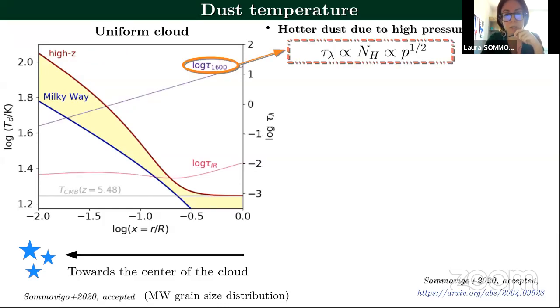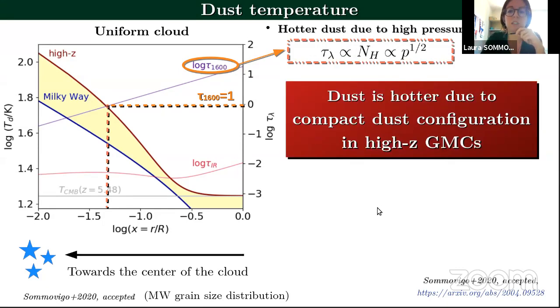We can understand this in physical terms because we know that the optical depth scales as the mean square root within our semi-analytical model of the pressure, meaning that the distance at which we reach optical depth equal to unity is much closer with respect to the center of the cloud in the high redshift cloud with respect to the local cloud. So in other words, dust is hotter in the high redshift cloud due to the more compact dust configuration in this structure with respect to the local analog.